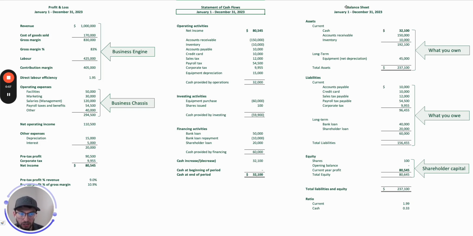Now the last one is the balance sheet, and that is going to be for a point in time. So in this case, it would be December 31st. Often your bookkeeping software may want you to run it for a period of time like this, but just know that it is showing what the balances are in the account at the end of whatever period it is that you run. So for example, cash in this case is $32,100.